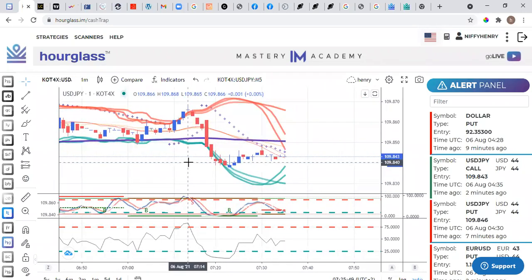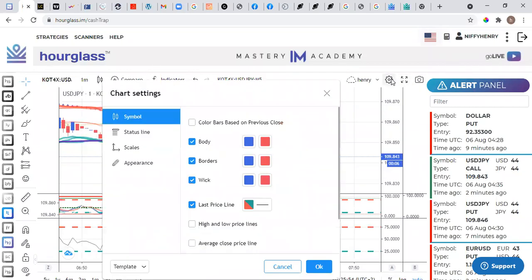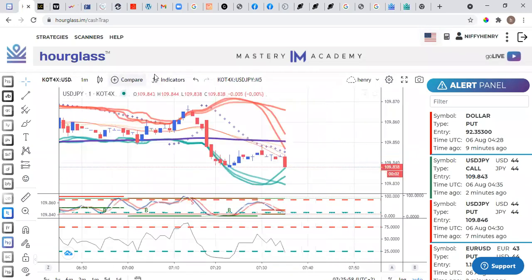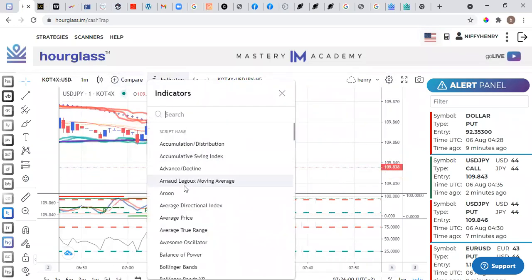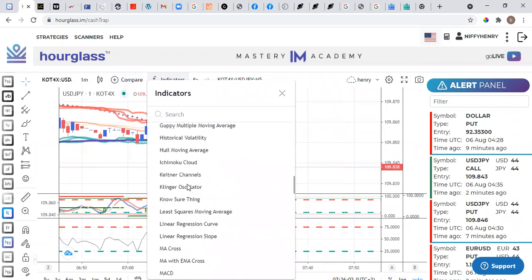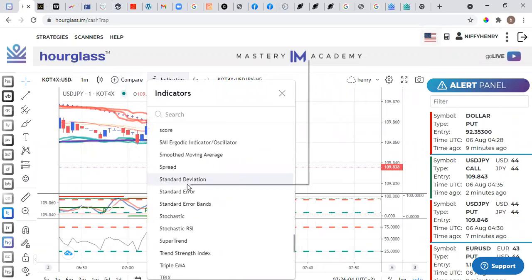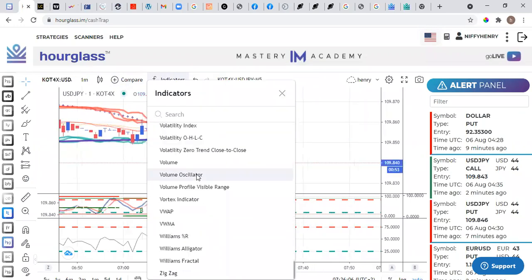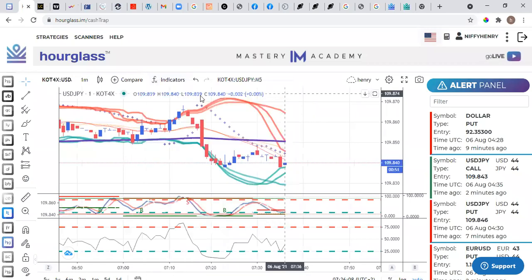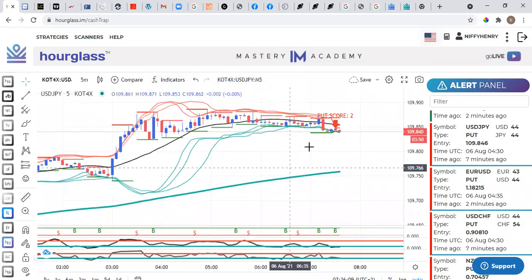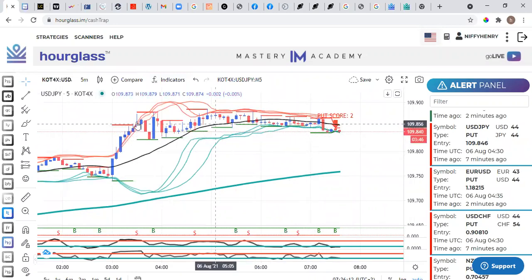This is my layout. This is cash trap. You can always add stuff to it, you can always add indicators, and customize it based on your preference. But this is the default look. It has a support line by default and a resistance line by default.